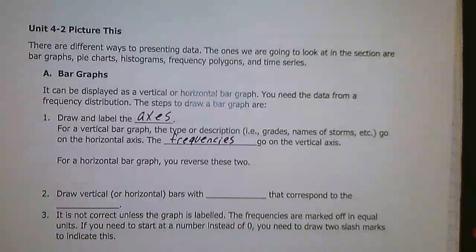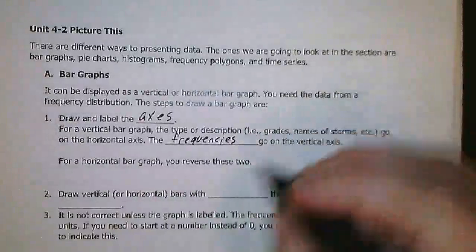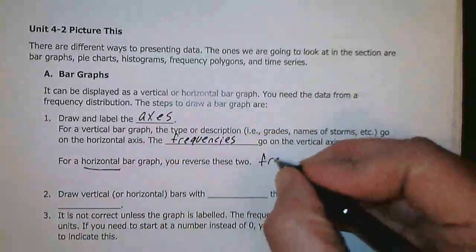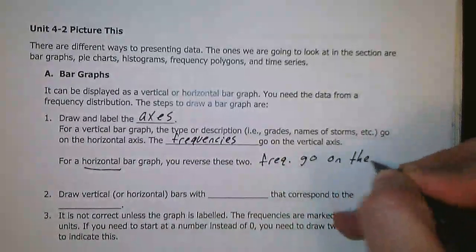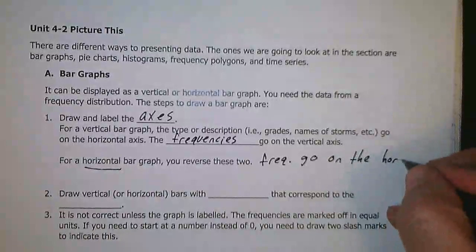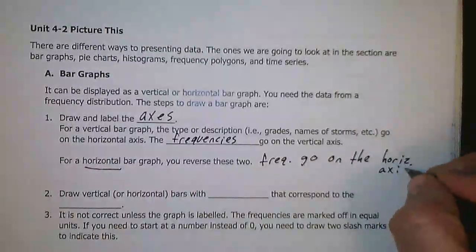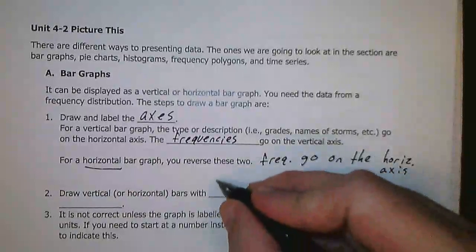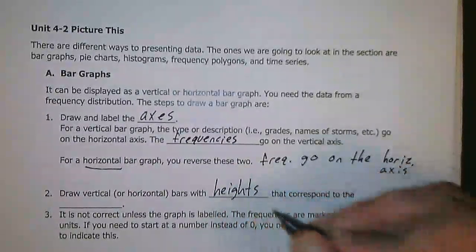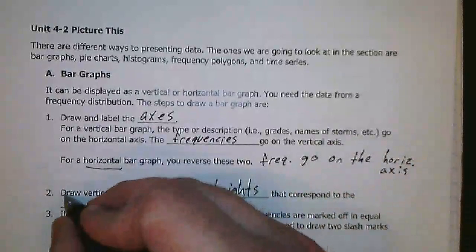For a horizontal bar graph, you reverse these two, meaning that in a horizontal, the frequencies, I'll abbreviate, go on the horizontal axis. So, step 2, we will draw vertical or horizontal bars with heights that correspond to the frequencies.